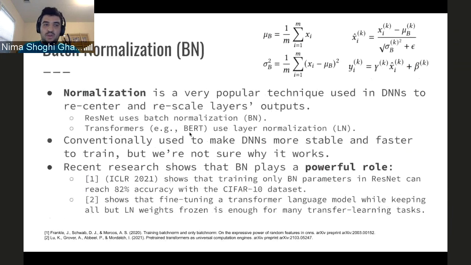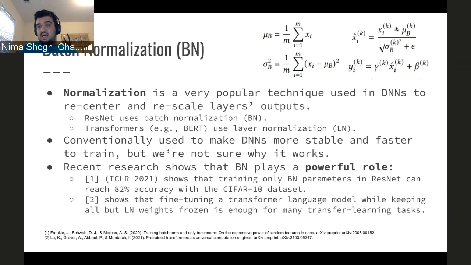Now I'll go into batch normalization. So the equations here essentially explain batch normalization. It's a very popular technique that's used in ResNets, it's used in transformers. Most popular networks out there use some sort of normalization. Essentially, they're used to make DNNs more stable and faster. Not really sure why it works. There are different theories, but it does work.